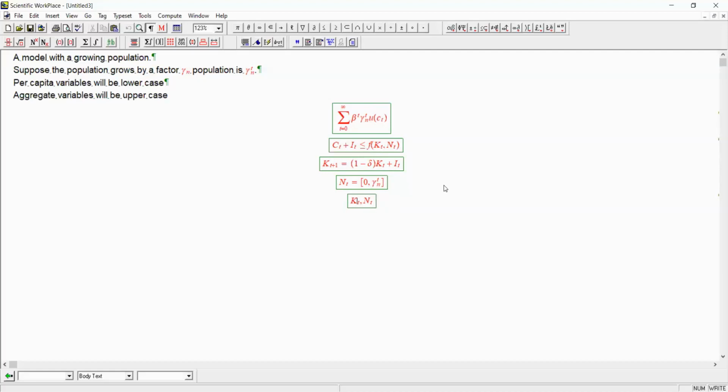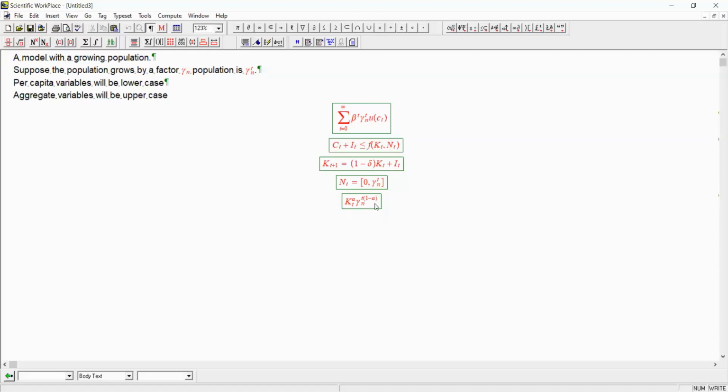Let's suppose that we have the Cobb-Douglas production function. And let's plug in the fact that labor is a known quantity here. Labor is gamma to the t. And so this is what we have.